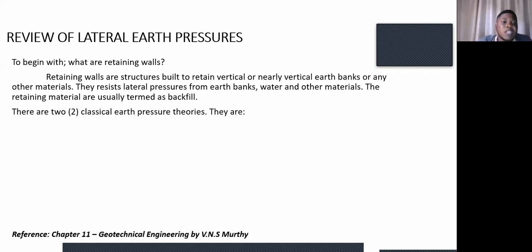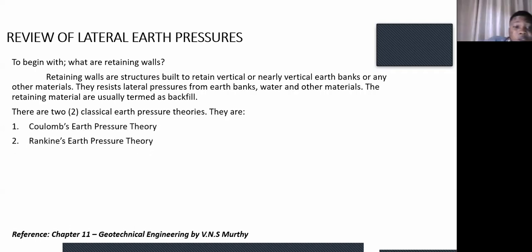So moving on to lateral earth pressures, there are two classical earth pressure theories. First is Coulomb's earth pressure theory, and the second is Rankine's earth pressure theory. For those of us that have read retaining wall or sheet pile, we must have seen active earth pressure, passive earth pressure, how to calculate them, probably how to get the centroid axis, amongst others. But it's crucial to state that calculating your active earth pressure and your passive earth pressure is contingent on different question requirements, these different design requirements.